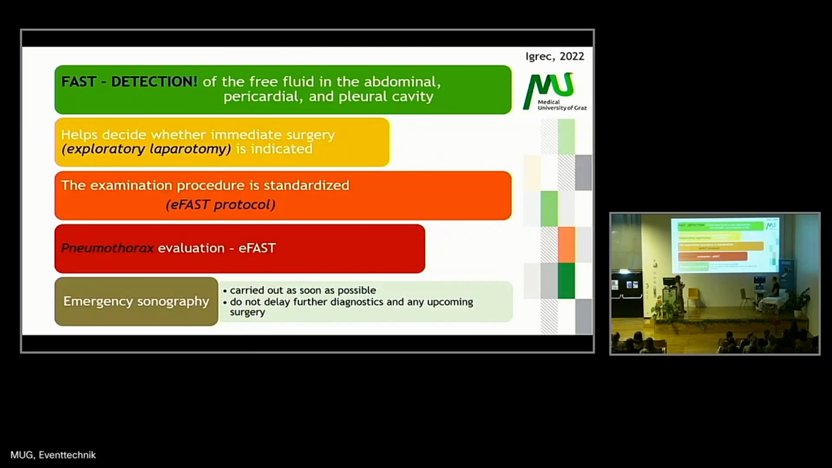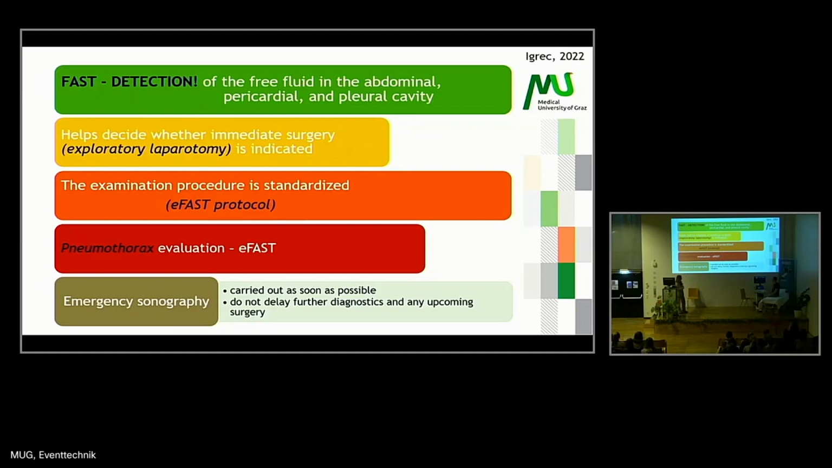So we are going to do, in a short amount of time, a really important examination and try to determine whether there is free fluid in the abdominal, pericardial, and pleural cavity, which can lead to consequences. So we are going to help the surgeon determine whether surgery is indicated. Luckily, the examination is standardized, so we can all learn it really easily. In FAST, so looking for fluid, we also add examination of the pleura, so we add this E at the beginning.